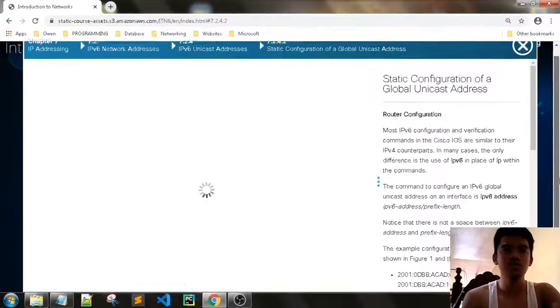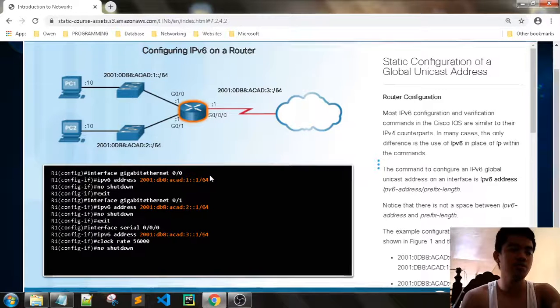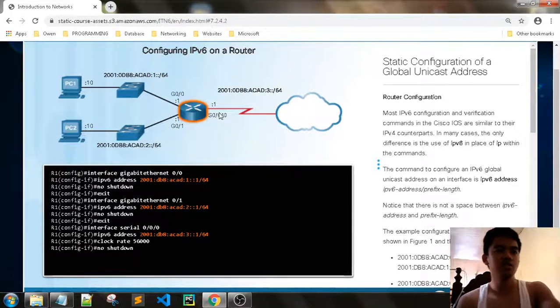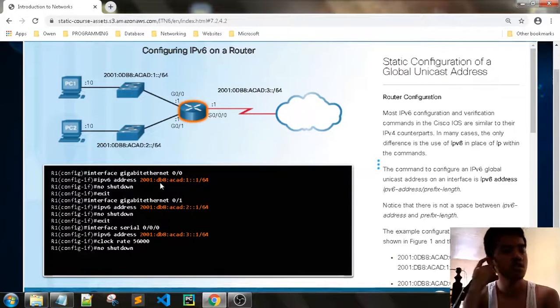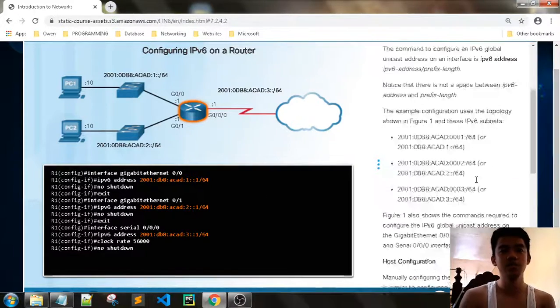Static configuration. We have the command for configuring v6 on a router. First we need to access the interface of the router, then enter the keyword ipv6 address, and then enter the v6 address. Then no shutdown for activating the interface.